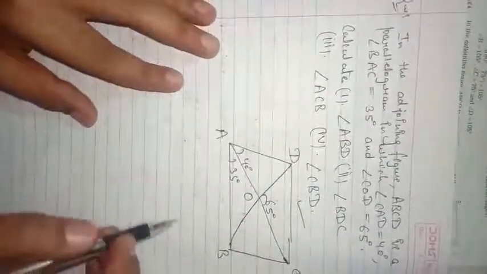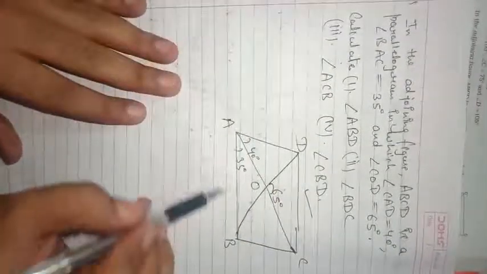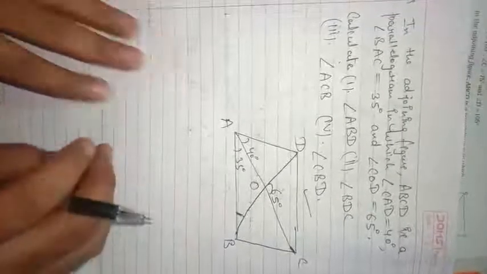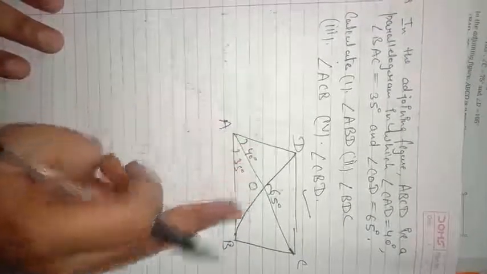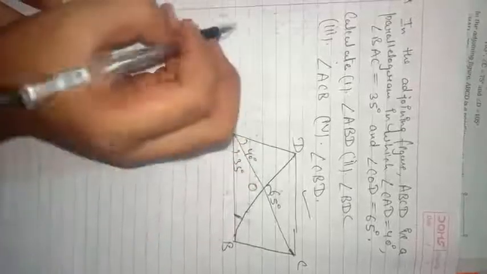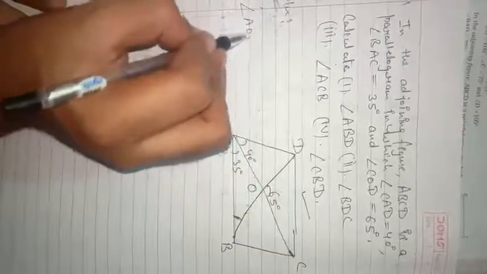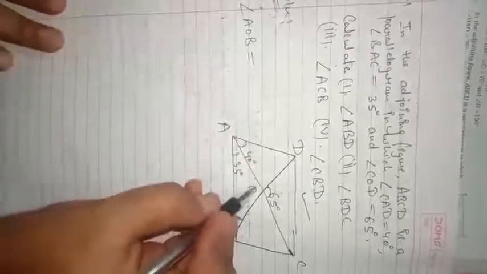We have to calculate angle ABD. Angle ABD. So let us try to find out which angle. ABD. So this angle they are speaking about. So students, firstly calculate angle AOB. Now students, okay, this is the solution. Angle AOB. What will be the value of angle AOB?